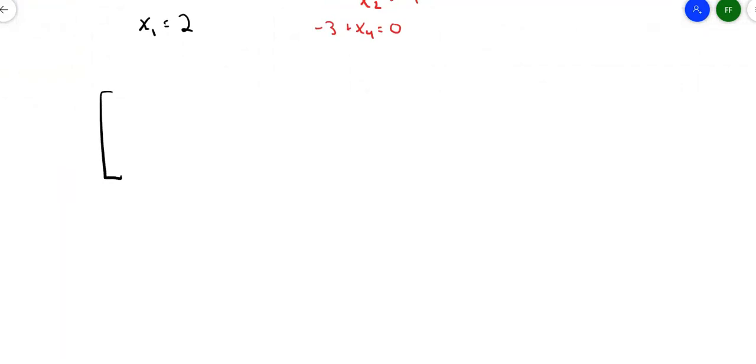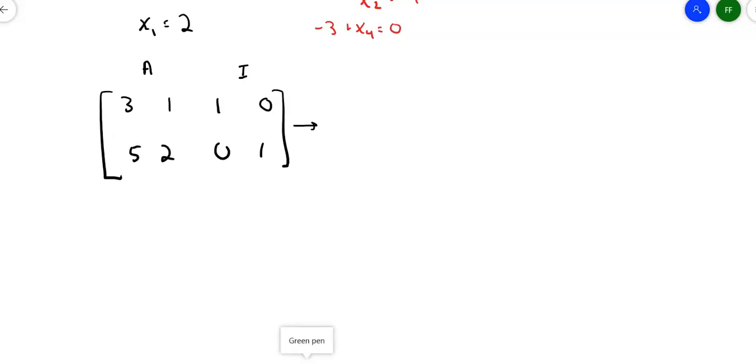So my original matrix was 3, 1, 5, 2. The identity matrix is 1, 0, 0, 1. Right? So this is matrix A. This is the identity matrix. My goal then is to see if I can turn this into a matrix that has the same number of rows and columns, except it has the identity matrix first and the other matrix second. So let's see if we can do that.